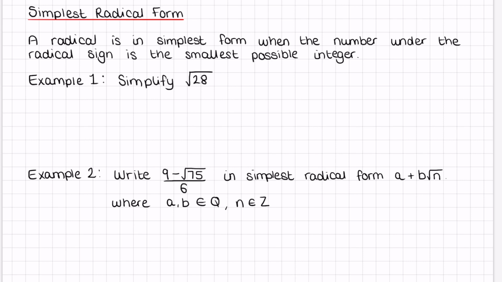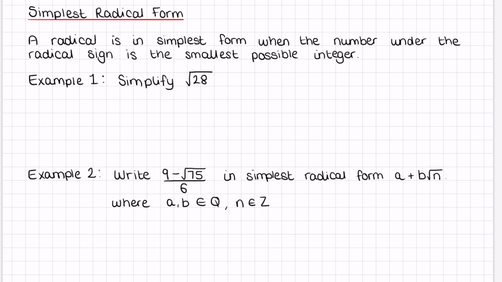Another thing we like to do with radicals is express things in simplest radical form. A radical is in simplest form when the number under the radical sign is the smallest possible integer. Here is one example, the square root of 28. When doing this, we want two numbers that multiply together to get 28, where one of them is a square number.